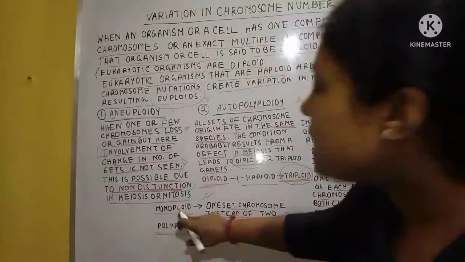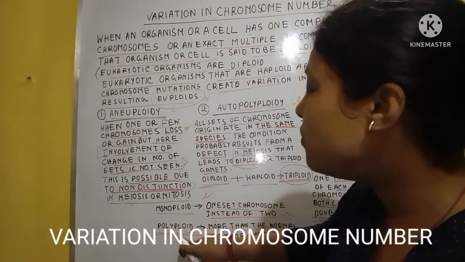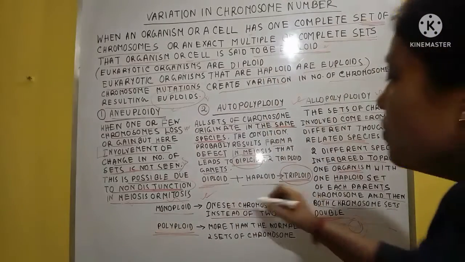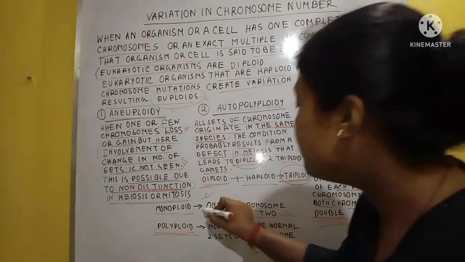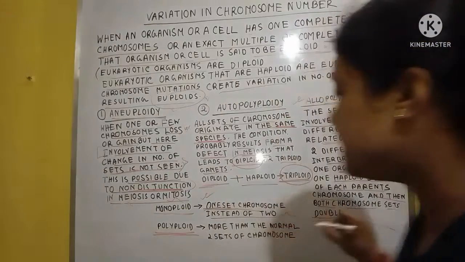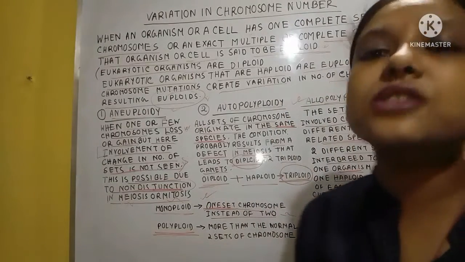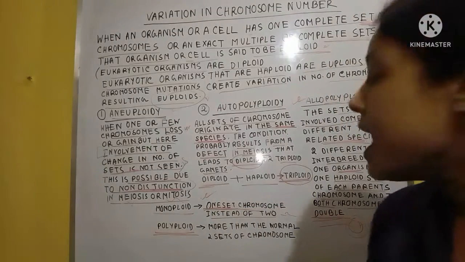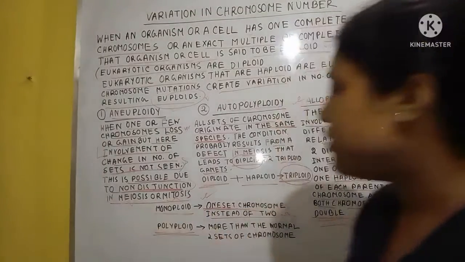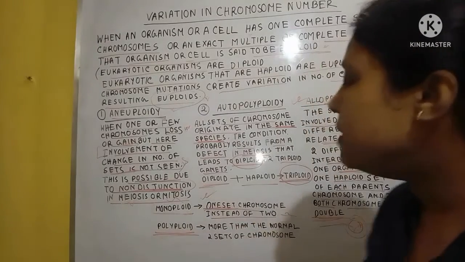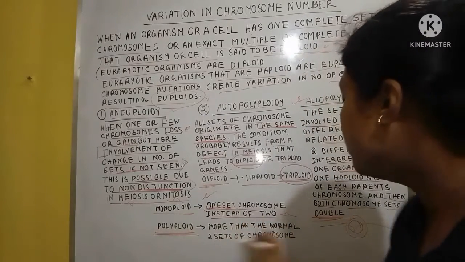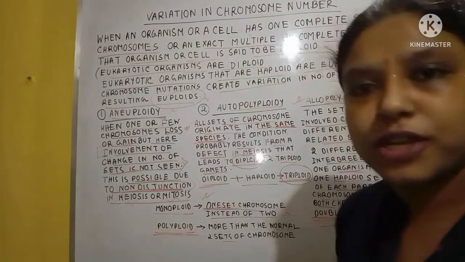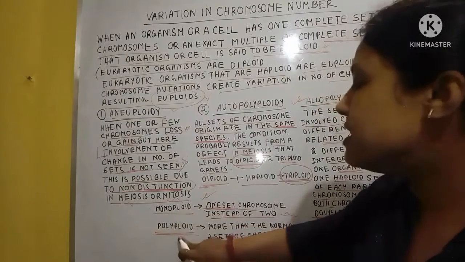Two terms are very important: one is monoploid, another is polyploid. What is called monoploid? Monoploid means when the chromosomes are in one set. That means one set of chromosomes is present instead of two. Generally two sets of chromosomes must be present, so here one set is present, and that is called monoploid. And which one is polyploid? When more than the normal two sets of chromosomes are present, it is called polyploid. Clear? So this is monoploid and this is polyploid.